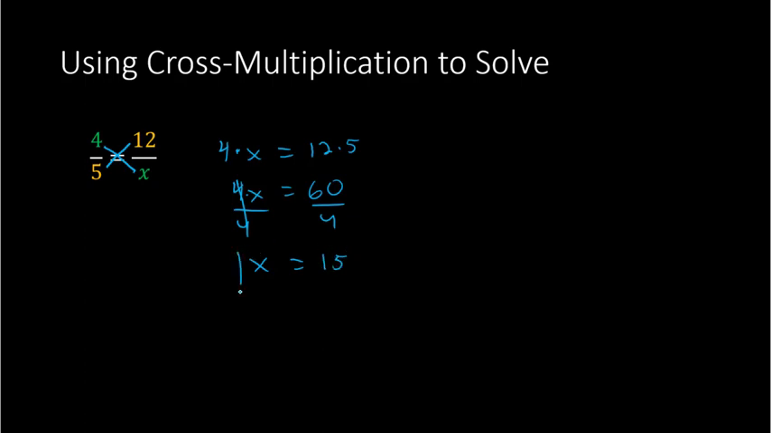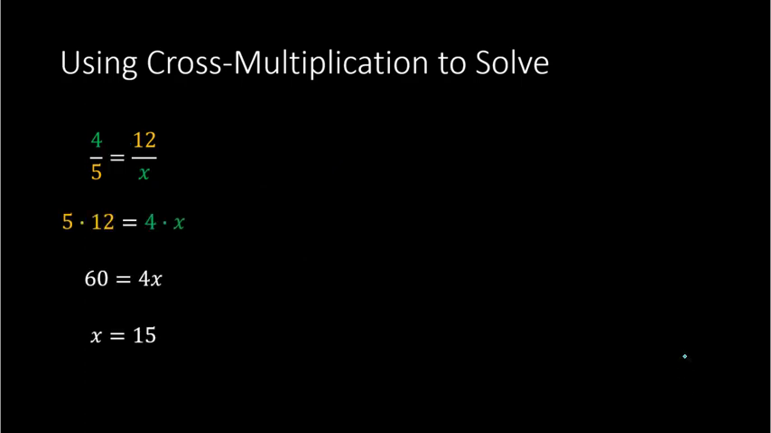So now we have x on the left, and 60 divided by 4 is 15 on the right. So our solution using the cross multiplication method would be 15, the same as it would be using the other method that we showed right before that. So notice this does give us the correct answer. Let's take a look at another example.